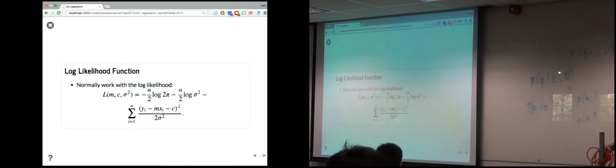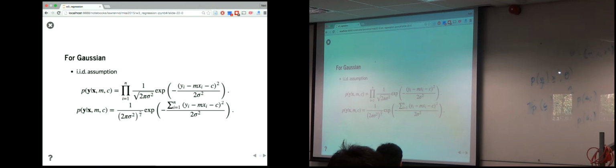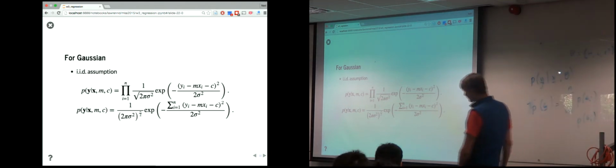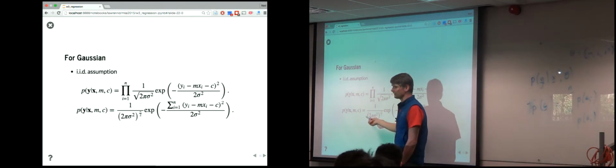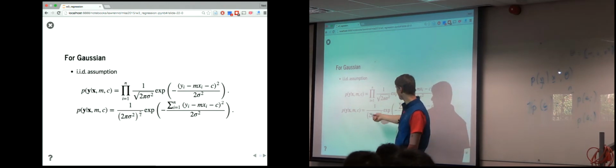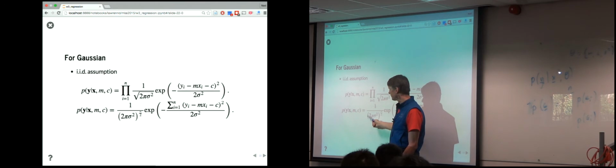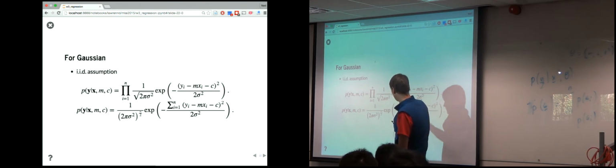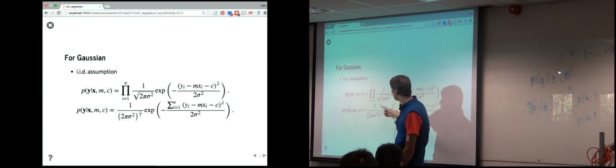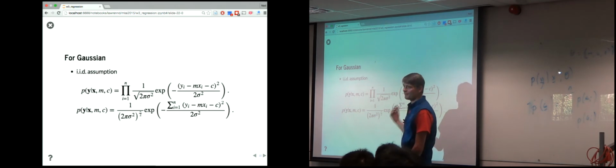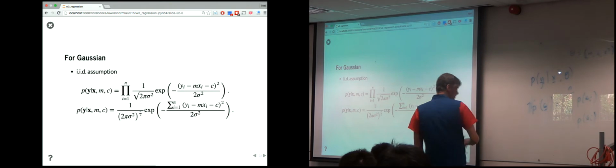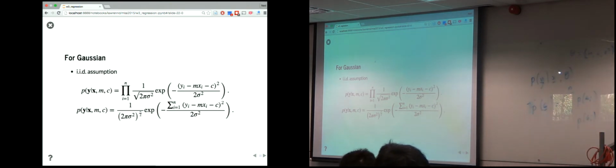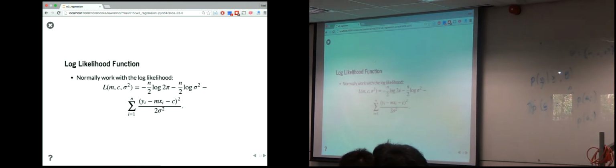What we always maximize, you'll always see this, is the log likelihood. You can do this because log is a monotonic function. So because log is monotonic, the maximum of this function is some value for m and c. And if I take the log of this function, the maximum is still at the same value of m and c. And the reason we take the log is because it gives us this nice simple form.